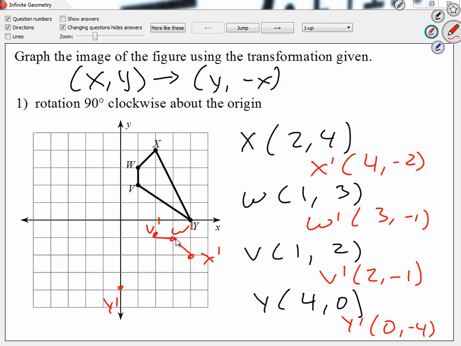Let me connect my points. And it looks like I graphed the picture on paper and flipped it. I'm going to rotate it 90 degrees clockwise. And then you can follow the picture. It looks like it rotates.